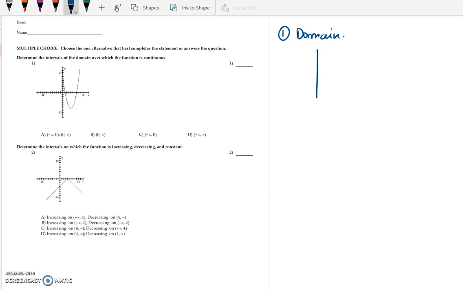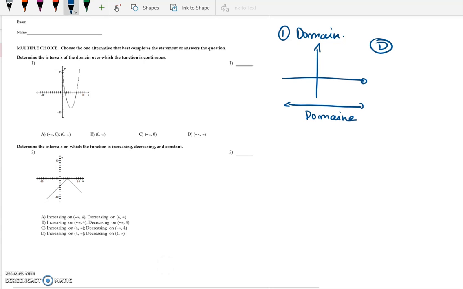Well, you know that on a Cartesian coordinate system, you read your domain on the horizontal. So in this case, the answer is going to be D, because as you can see, between minus infinity and plus infinity, you got a continuous function.